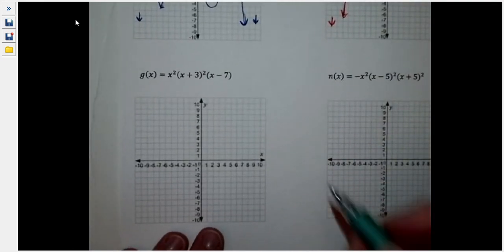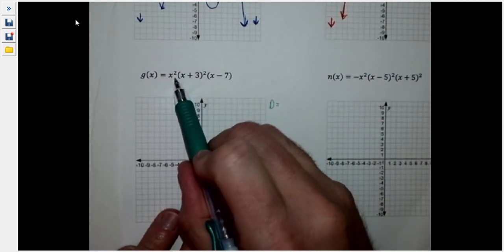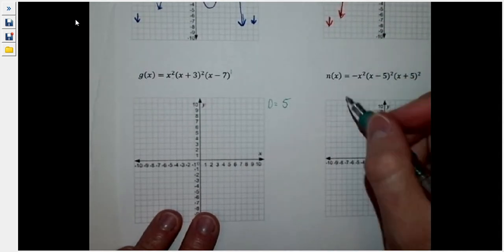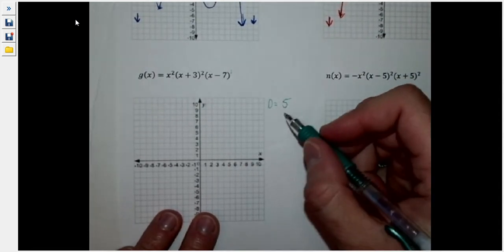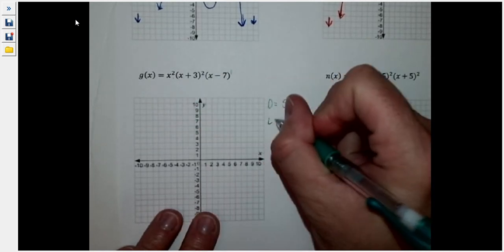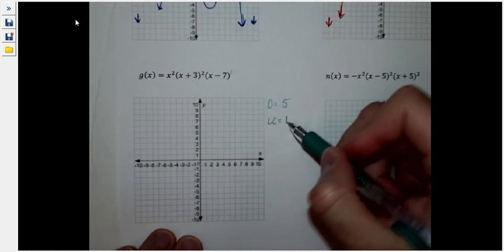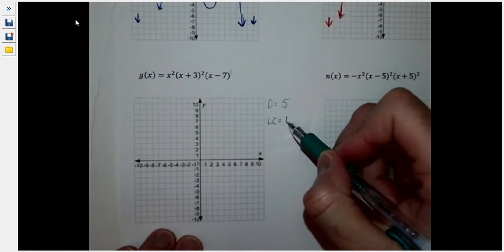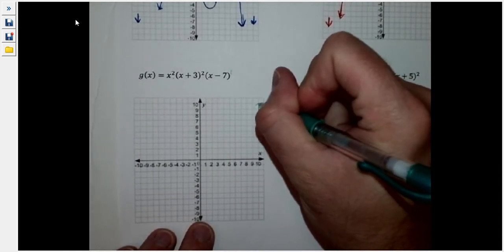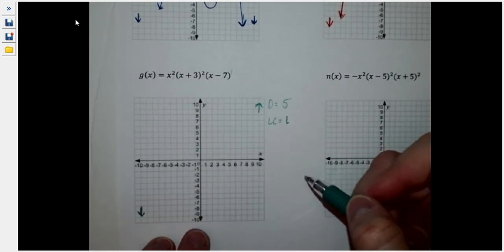Again, let's start with our degree. What is the degree of this polynomial? I've got 2 plus 2, which is 4, plus 1 more, which is degree 5. So it's odd. My lead coefficient, 1 times 1 times 1. So my leading coefficient is 1. So odd with a leading coefficient of +1, which means again it's going to look like the cubic going up on this side, down on that side.